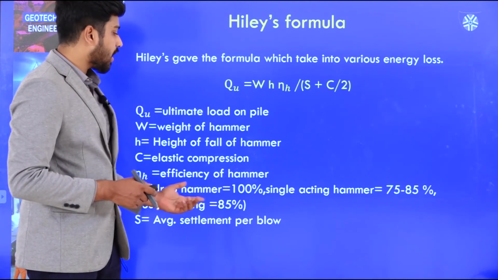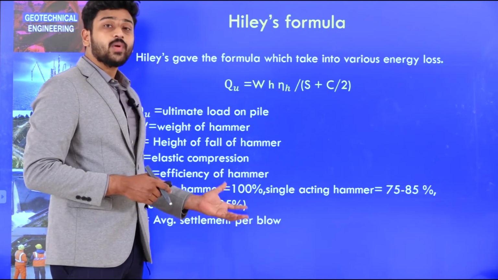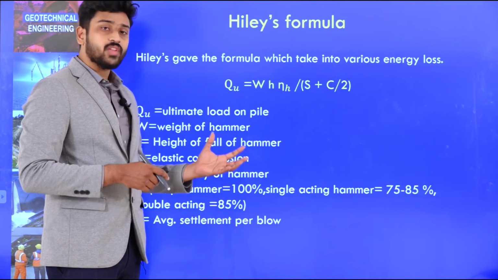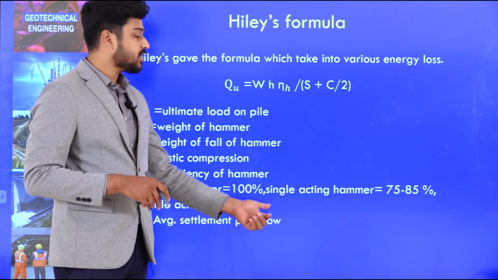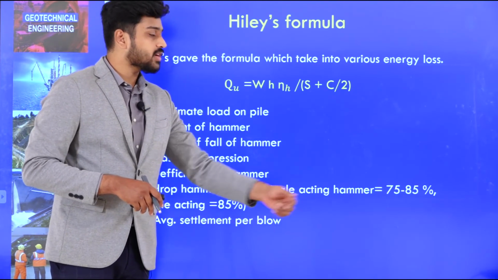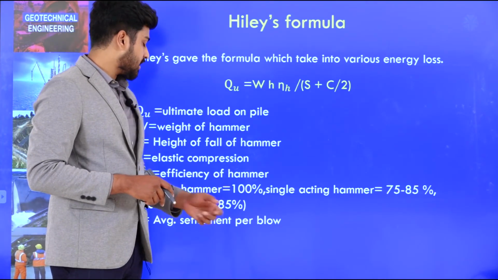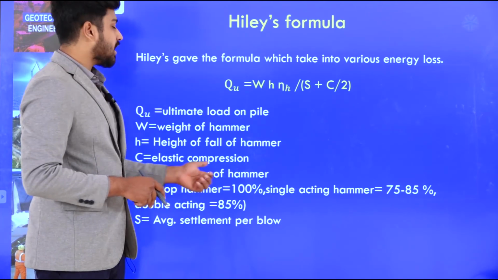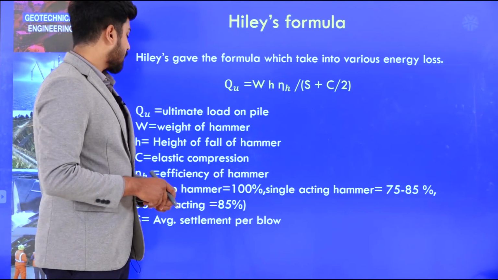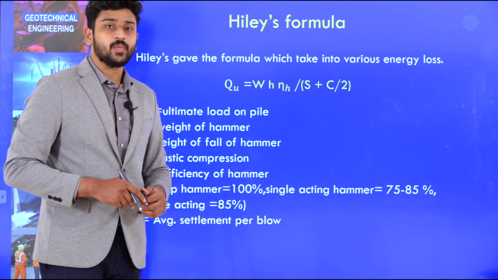One is a drop hammer, or single acting hammer, or a double acting hammer. Depending upon the type of hammer, the efficiency of the hammer must be considered. In case of drop hammer, it is 100%, for single acting hammer it is 75 to 85%, and in case of double acting hammer it is considered 85%. And C is the elastic compression here, and S is the average settlement that is considered per blow.